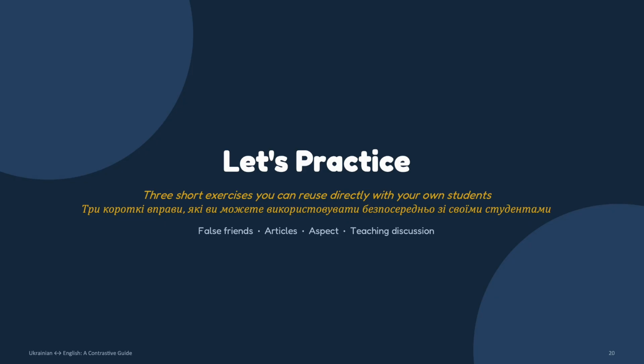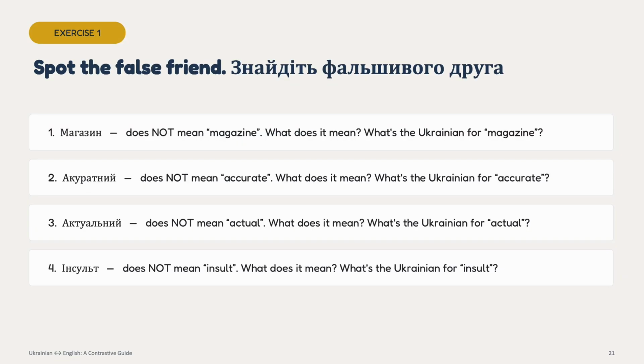Here are three quite simple exercises for everyone. It's for students and for mentors, because some of them are for understanding Ukrainian and some of them for understanding English. Let's see. First, we have to spot the false friend. Before, there was a word magazine, and I told you that it's not a magazine in English. Do you remember what that is?